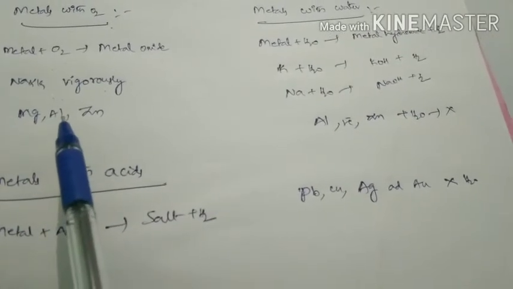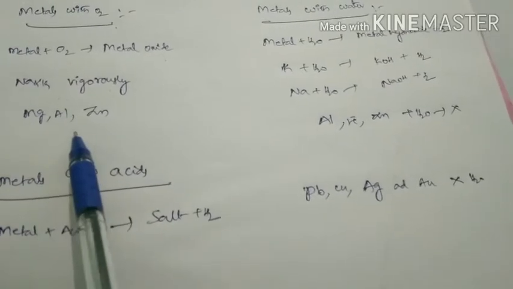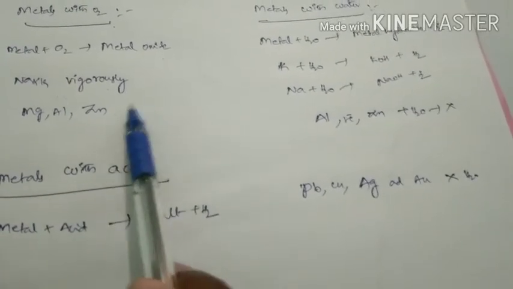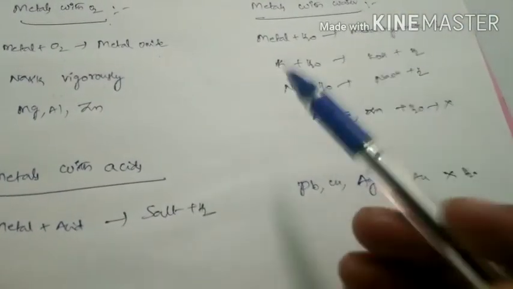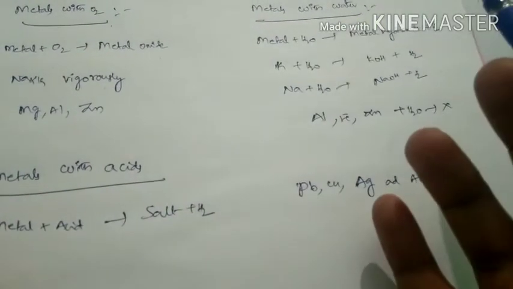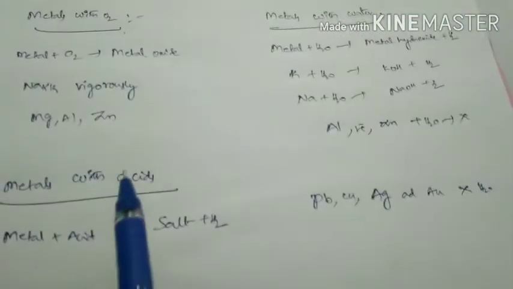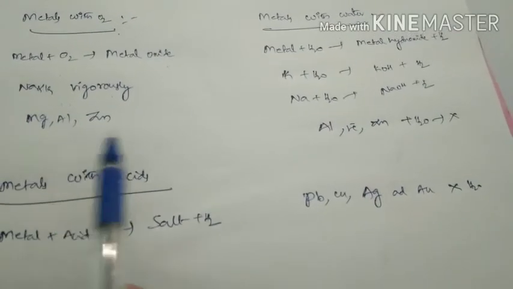For example, when magnesium reacts with oxygen, magnesium oxide is formed, but that magnesium oxide cannot react with further substances. That means further reactions will be prevented because of the oxide layer present around its surface.